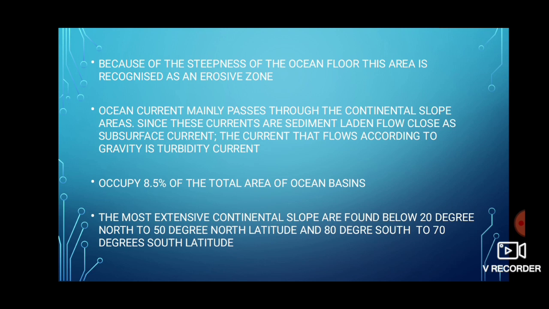Hence, we consider this region as an erosive zone. And presently, the continental slope occupies about 8.5% of the total area of the ocean basin. The most extensive continental slopes are found below 20 degree north to 50 degree north latitude and between 80 degrees south to 70 degrees south latitudes. So these are the regions where the continental slope regions are found more extensively than any other parts.